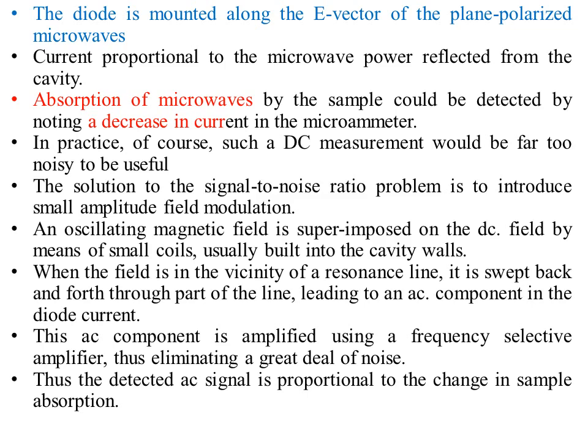The solution to the signal to noise ratio problem is to introduce small amplitude field modulation. An oscillating magnetic field is superimposed on the DC field by means of small coils usually built into the cavity walls. When the field is in the vicinity of resonance lines, it is swept back and forth through part of the lines, leading to an AC component in the diode current.